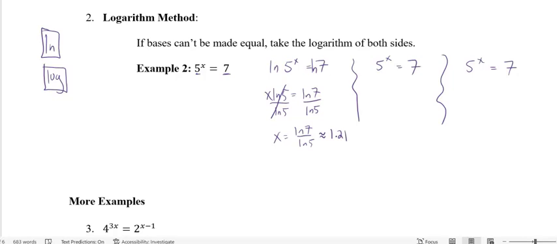And again, I'm going to talk about this a lot. This is my exact answer. And that's exactly what x is. And this is my approximate answer. Right? Because it keeps going, dot, dot, dot. All right, so that's one way to solve.